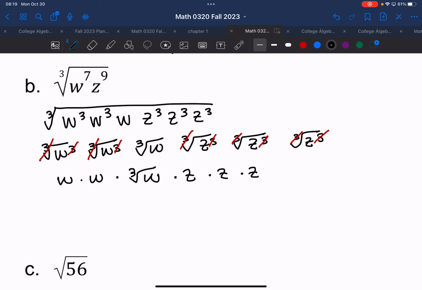How could I simplify this? I have 2 w's, so that's the same as saying w squared. How many z's do I have? 3, so that's the same as saying z cubed, and then I write my cube root of w. So this is the simplified version of our original problem on B. Any questions on that example?